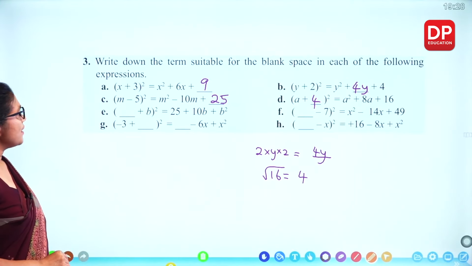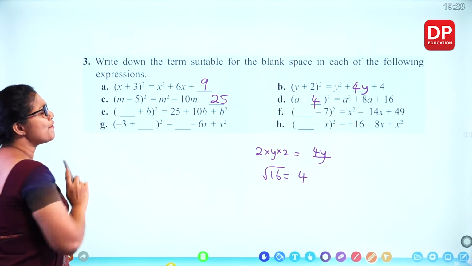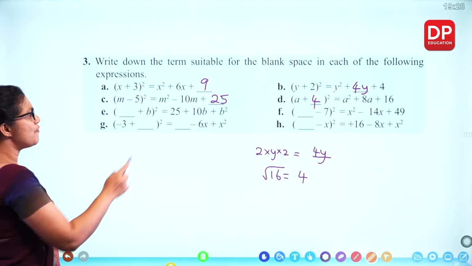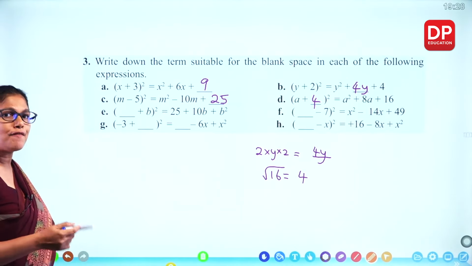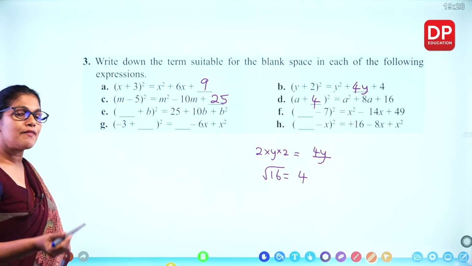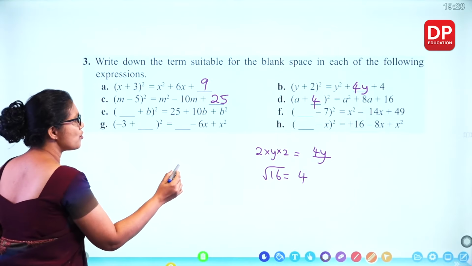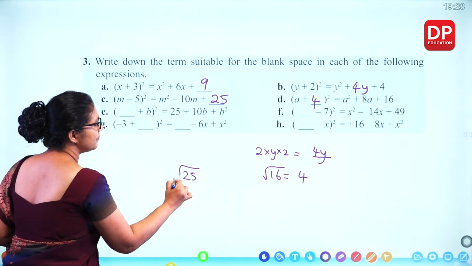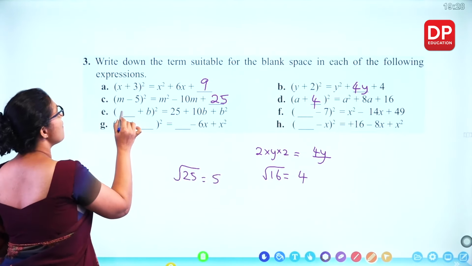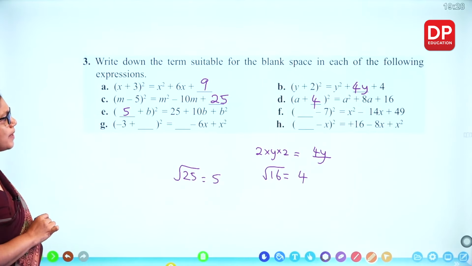What about the other one? You don't know the first term. But we know 25 is the first term square. What's the reverse of square term? You have to take the square root. So what is square root of 25? You are getting 5. So this should be 5.